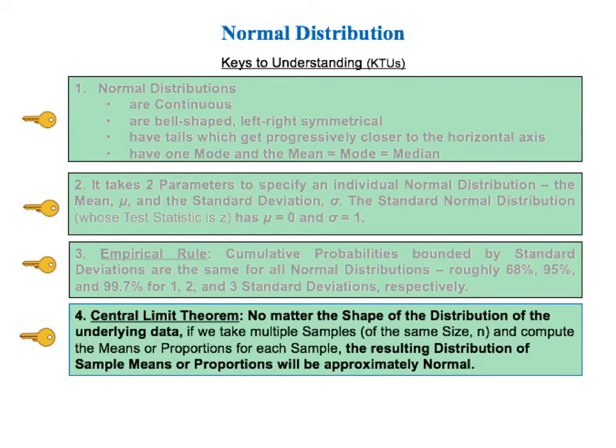The fourth key is the central limit theorem. It states that no matter the shape of the distribution of the underlying data, if we take multiple samples, each of the same size n, and compute the means or proportions for each sample, the resulting distribution of sample means or proportions will be approximately normal.